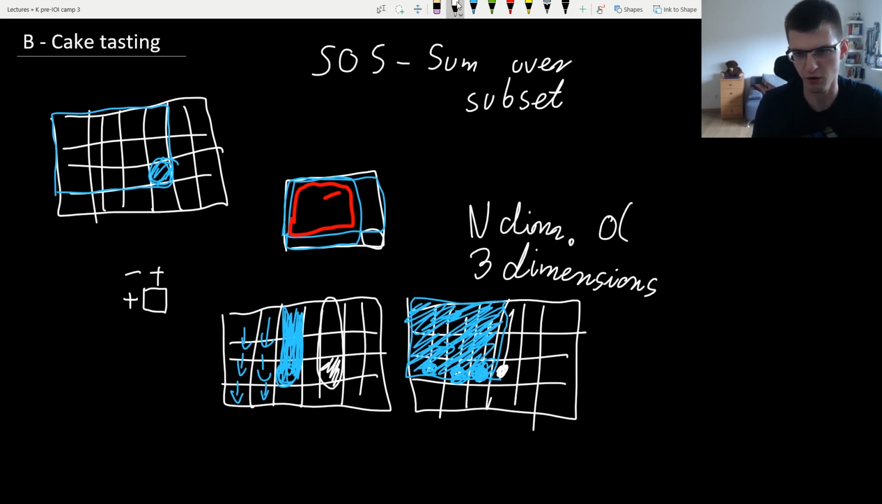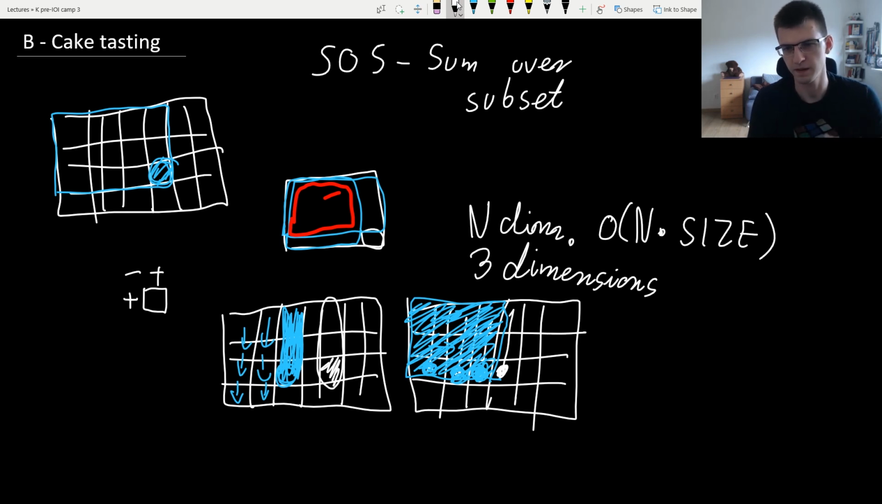In complexity, for each of the dimensions, you iterate over the size of that grid or whatever. Actually, in n dimensions it's not a grid, it's some hypercube. But this is, let's say, O of n times the size of everything, where n is the number of dimensions. Of course, for 2 dimensions, this is just 2 times the size of the grid. This is how many times we iterate over the grid. And sum over subset does that for n dimensions.